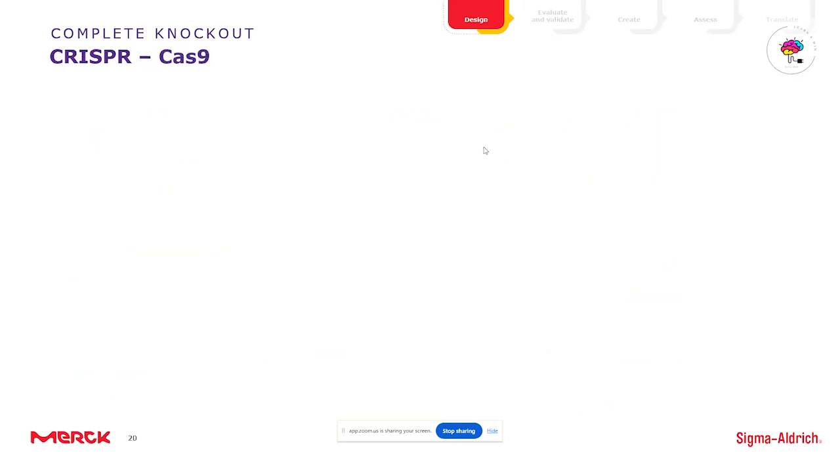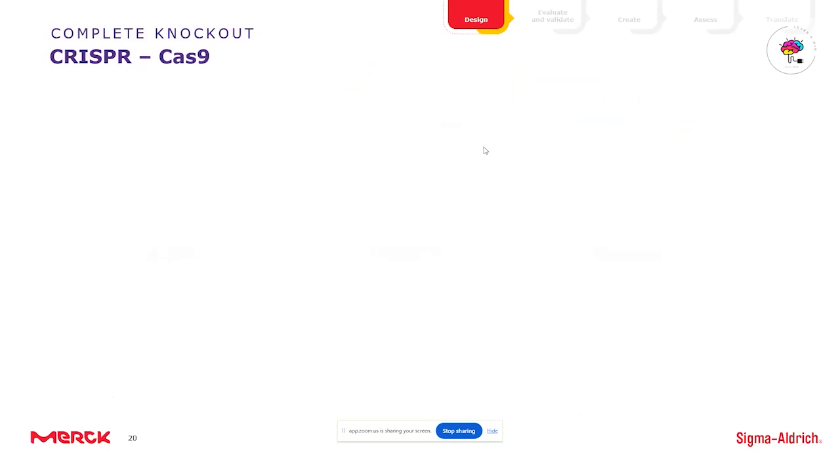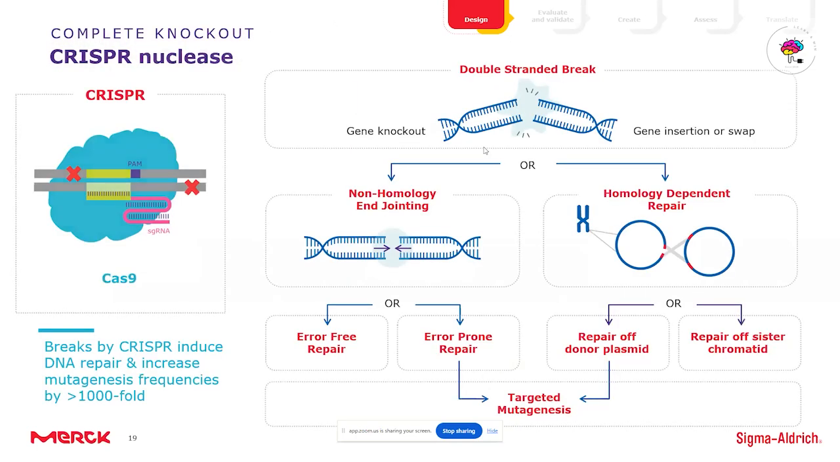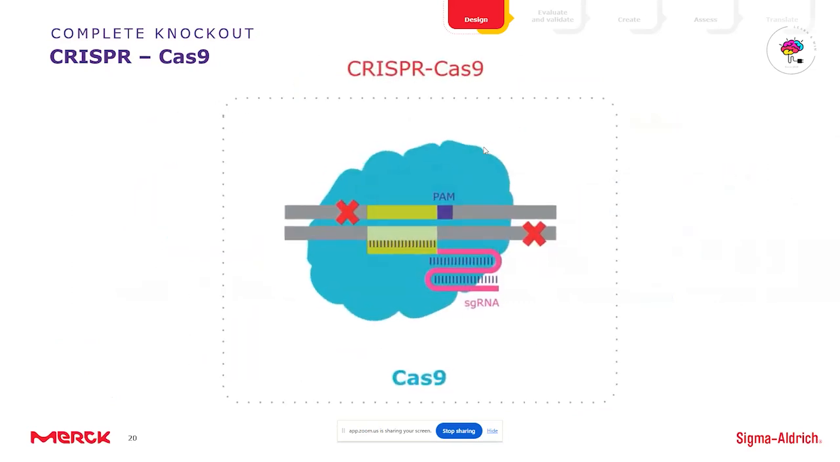This is an illustration of how it looks like, the PAM sequence, of course. As you know, this is the sequence that is recognized by the endonuclease during the editing.